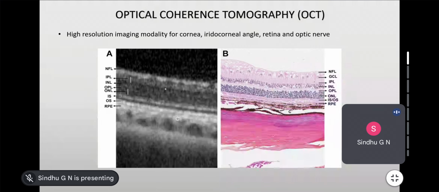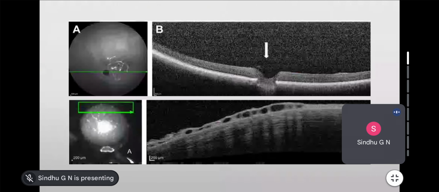So, here you can see the layers of retina similar to a histology image under OCT. So this is an even more advanced technique which is very useful for the diagnosis of many corneal and retinal affections, but little costly. This one is the optic disc cupping. That optic disc is depressed downward. Usually in glaucoma we can see cupping of optic disc.